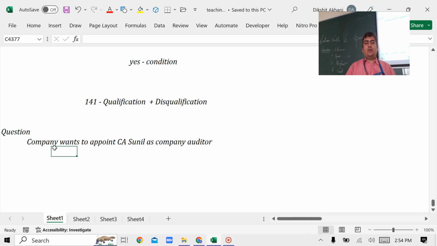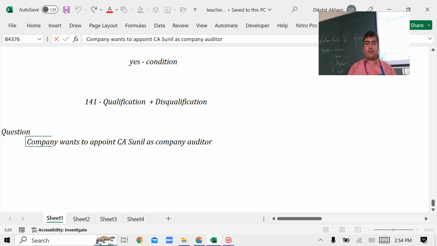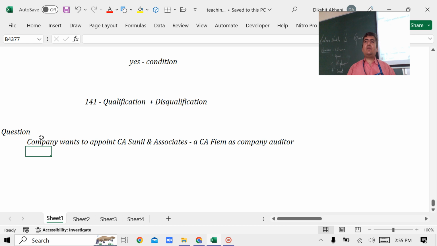Alright. So here the company wants to appoint CS Sunil. Right? So, Sunil and associates, or CA firm as company auditor. Listen to my words here, the firm is going to be proposed here. Details of the firm are as follows. Detail number one.